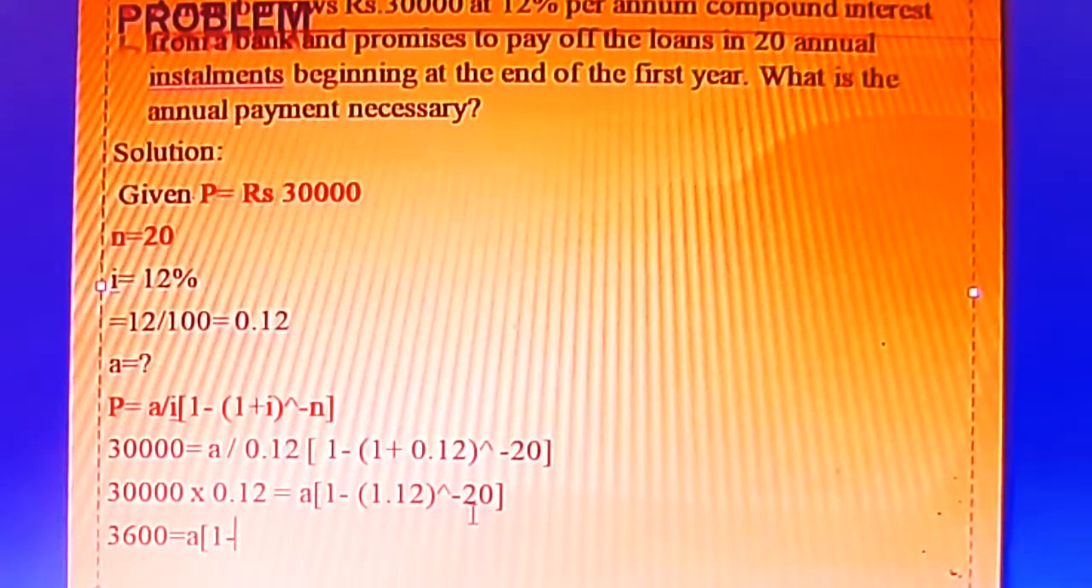power negative 20. If you have trouble in simplifying, what we'll do, we'll bring the power negative 20 to the denominator. Okay, students, we'll bring the negative 20 to the denominator. So this can be rewritten as 1 divided by 1.12, the whole raised to the power positive 20. Okay, 1 I'm keeping it as it is, minus.